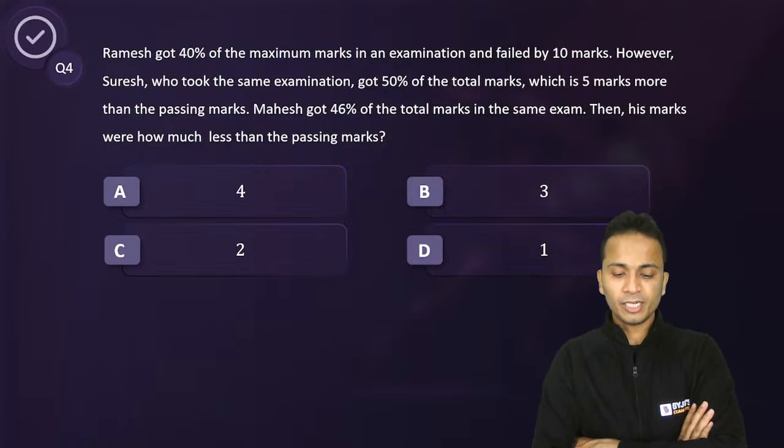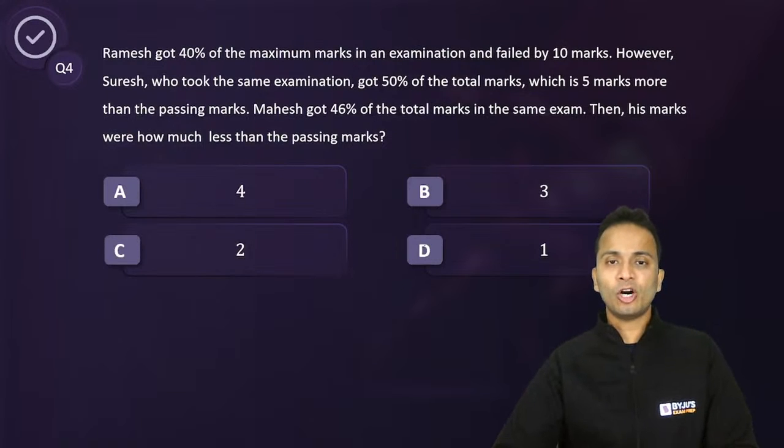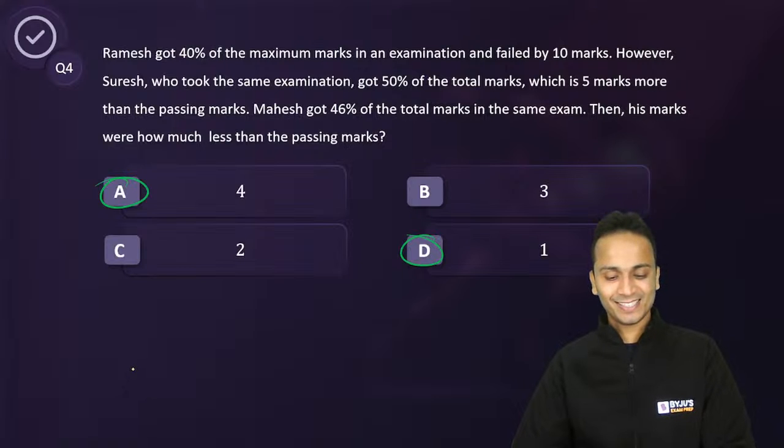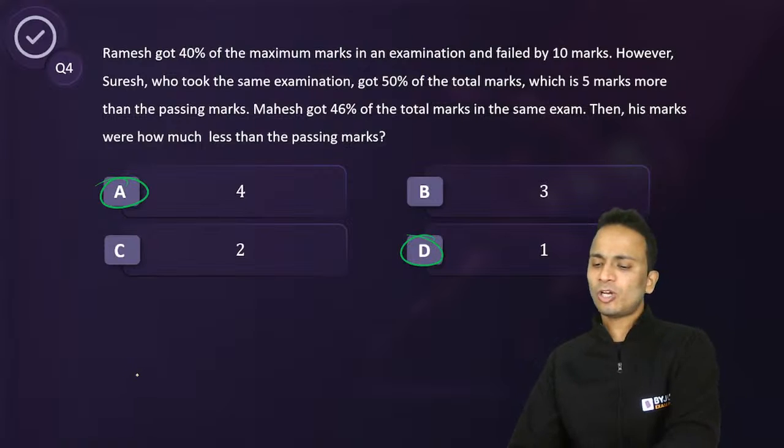Gaurav says option D. Okay. Master D. Varun A. Jay, option D. So most of you are saying option D and some of you are saying option A. All right. Good, good, good. Keep it up. All right, let's start solving this.